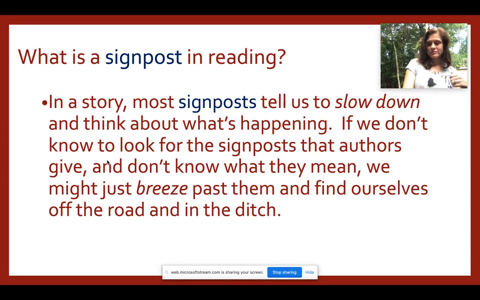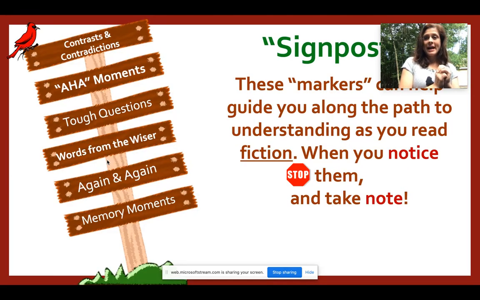Now, there's actually six signposts. We're going to learn them all. We're going to learn to recognize them all, and they're going to really help us in reading, both fiction and nonfiction, to notice the big ideas that our author is trying to get across. But for today, we're just going to look at one signpost, because that one signpost is also going to show up in chapter one of The Outsiders today.